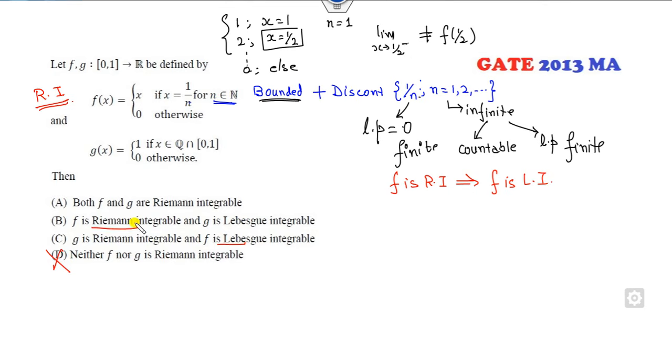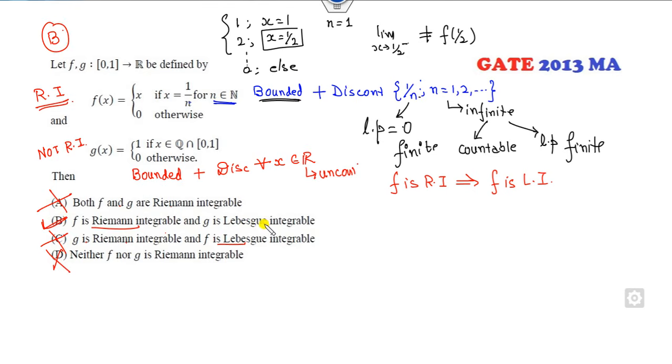F is Lebesgue and F is Riemann are correct statements. Both f and g are okay. Now we can check g. Clearly this is bounded. But how many discontinuities are there? It's discontinuous for all x in R, which is uncountable. If it is uncountable, it means g is not Riemann integrable. So both f and g integrable is cancelled, g is Riemann integrable is cancelled. The only correct option is B.